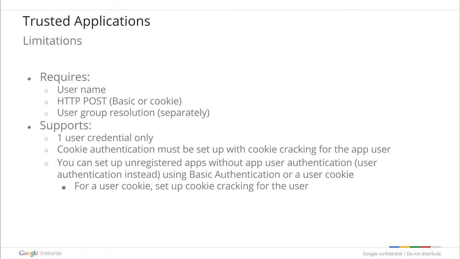If you've enabled trusted applications but have not registered your application, it will simply send the user's credentials to the GSA. These credentials can be used with the head requester. If you want to use ACLs, you will need to identify group membership. In the case of forms authentication with cookies, you will need to use a cookie cracker for the sample URL so that the GSA can verify the user's identity and group membership.